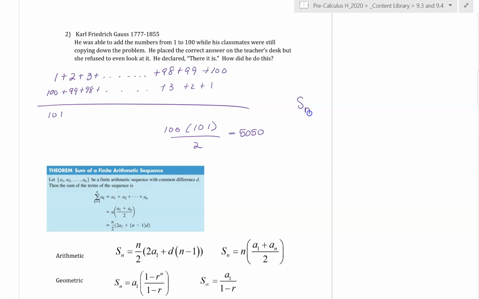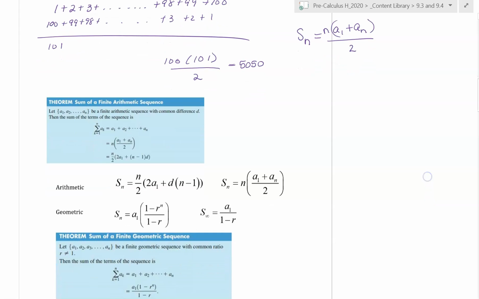So this is actually helping us with how we might find the sum of the arithmetic sequence. Notice he took the first term and the last term, added them together, multiplied by how many terms there were, and divided by 2. So here we go.